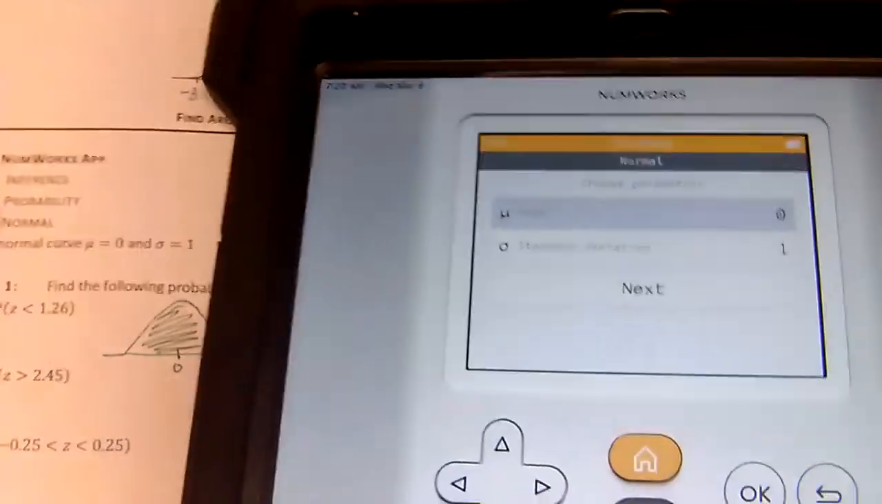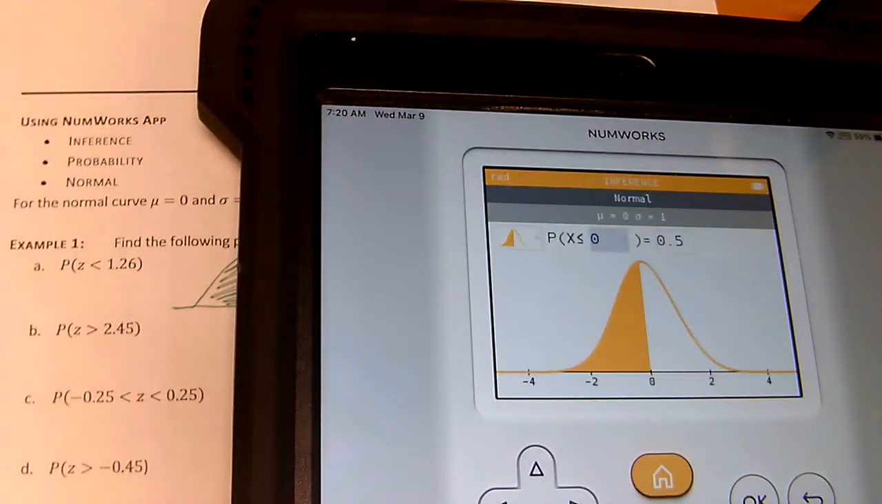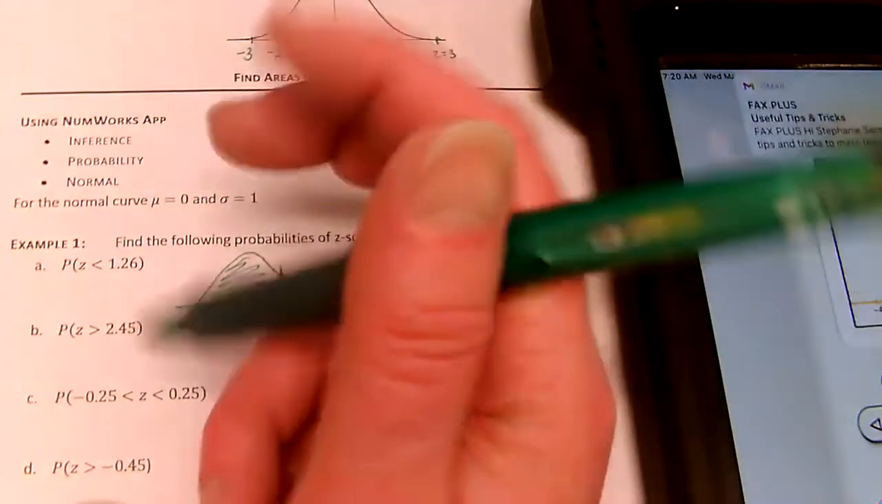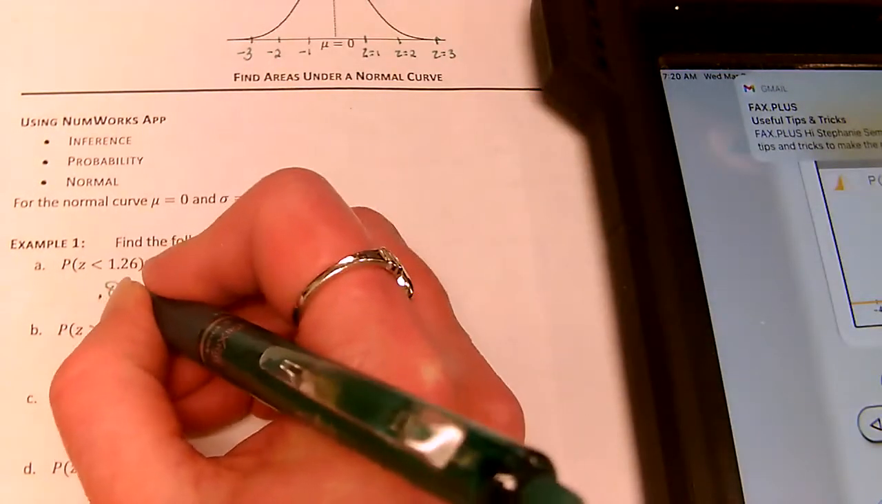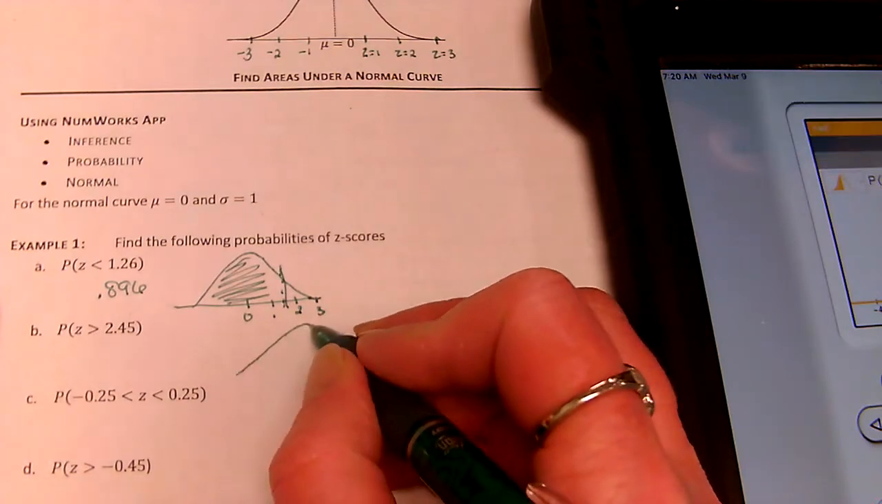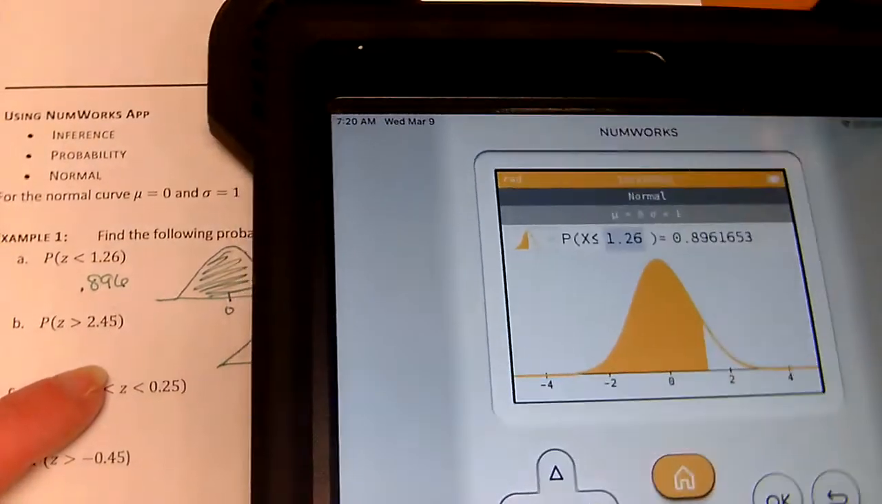And let's see how it looks on the NumWorks app. So I'm going to go down, and we want less than, and remember on this one, the equals to doesn't matter. So less than 1.26 gives me a probability, and look how it shows you where that line is, 0.896. So this is really nice in the fact that it's going to show me the picture. Whoops, I made this one really big and I shouldn't have, they should all look the same.